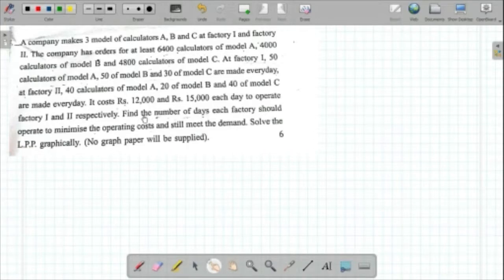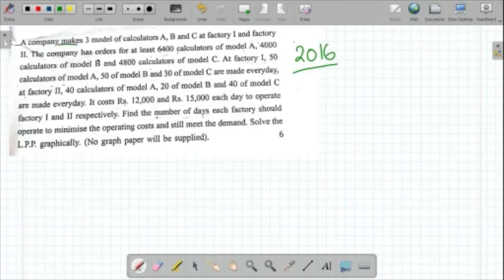Okay, all right. So this is the next question on linear programming problem for the year 2016. Okay, the longer the question, it seems that it's very tough, right? But it's not like that. Let's try to read it line by line.